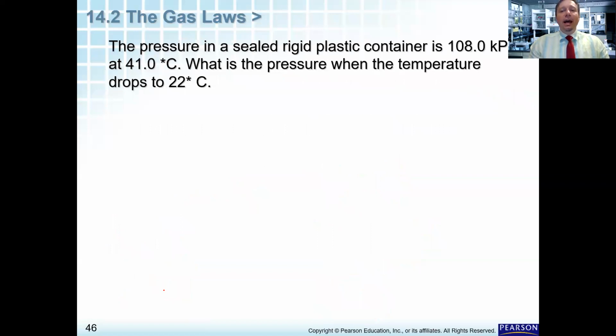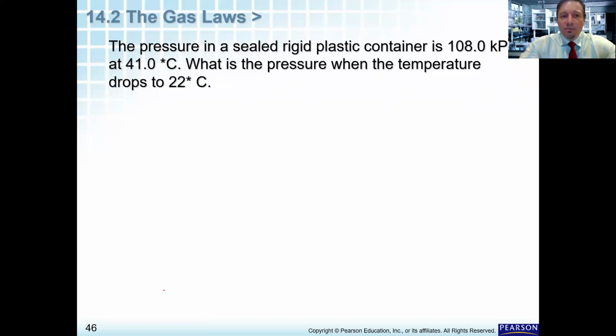All right, now let's look at this particular problem. You might want to pause the video and try it out on your own, and then pick up and see as I break this one down. So pause the video now if you'd like to try this one on your own. All right, let's take a look at this. The pressure in a sealed, rigid plastic container is 108.0 kilopascals at 41.0 degrees Celsius. What is the pressure when the temperature drops to 22 degrees Celsius?